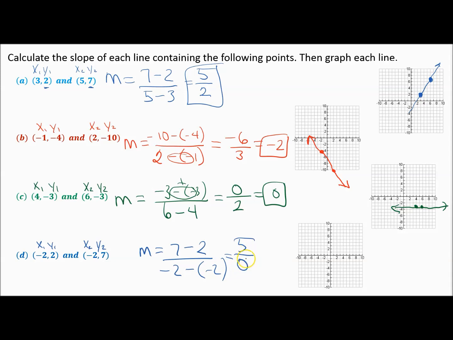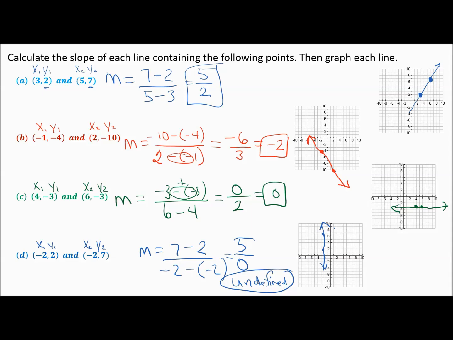You cannot divide by 0. So that doesn't mean this doesn't have an answer or it doesn't have a slope. It has an undefined slope. Okay? And when I graph this, I'm trying to graph negative 2, 2, gives me that point. And I'm trying to graph negative 2, 7, which gives me that point. And I connect the dots, and that gives me a vertical line at x equals negative 2.